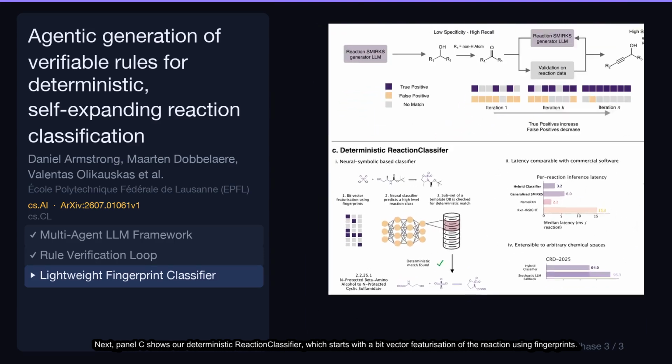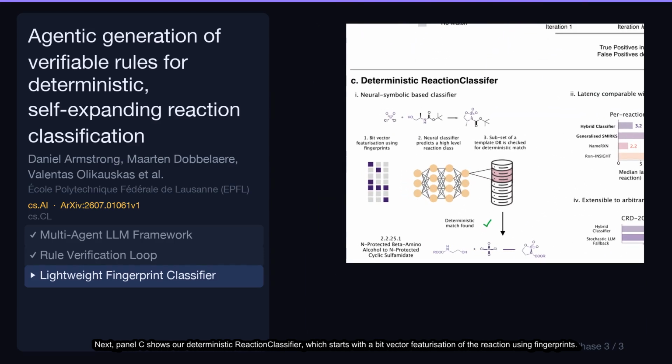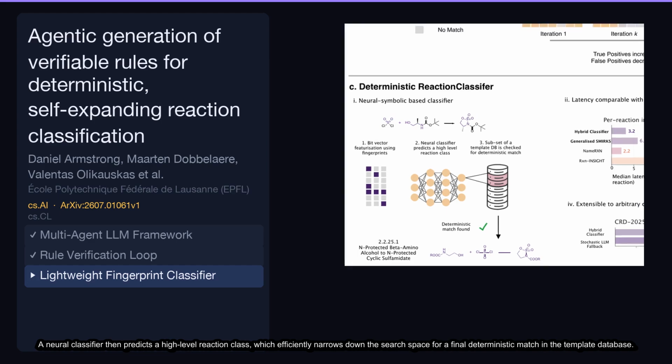Next, Panel C shows our deterministic reaction classifier, which starts with a bit vector featurization of the reaction using fingerprints. A neural classifier then predicts a high-level reaction class, which efficiently narrows down the search space for a final deterministic match in the template database.